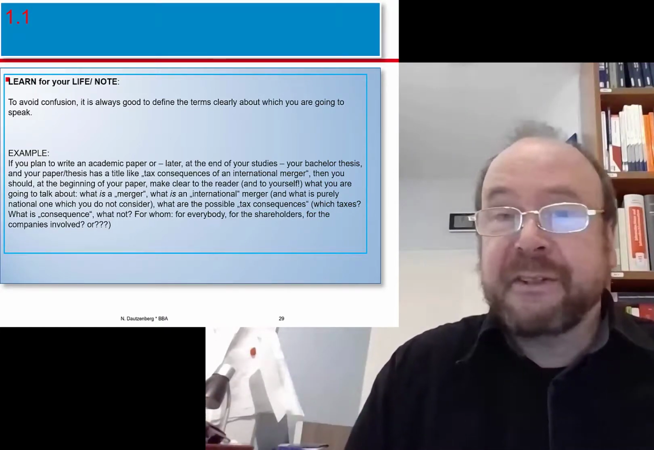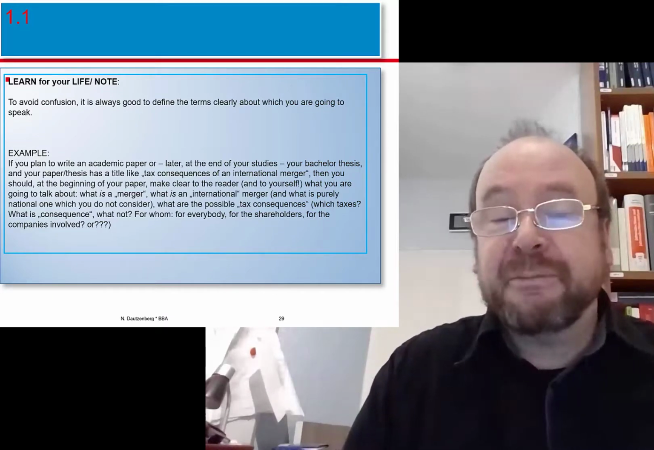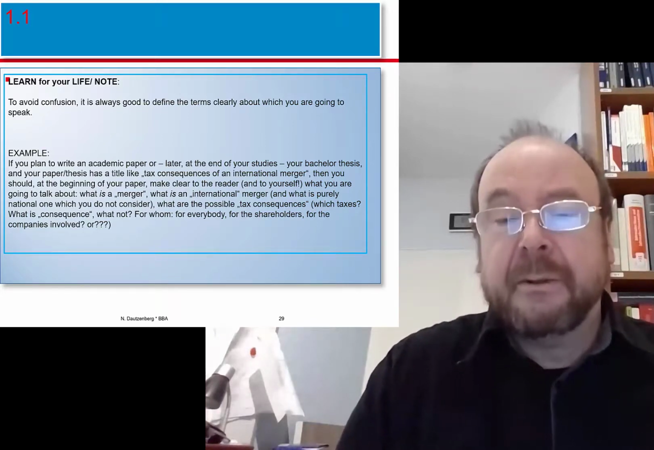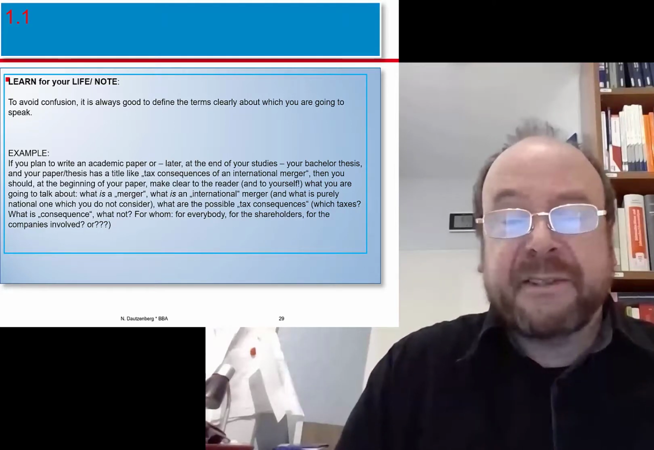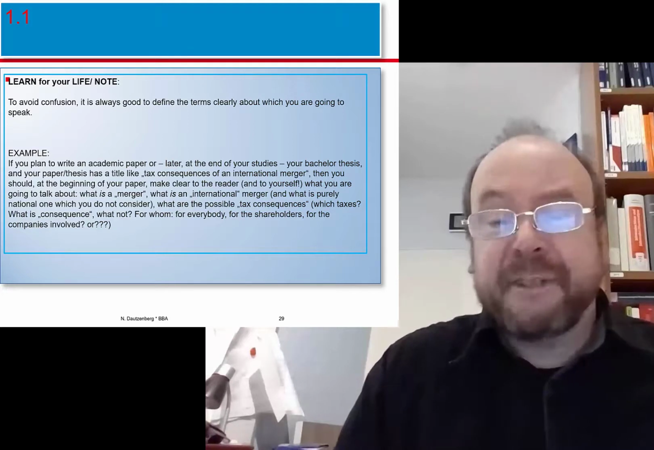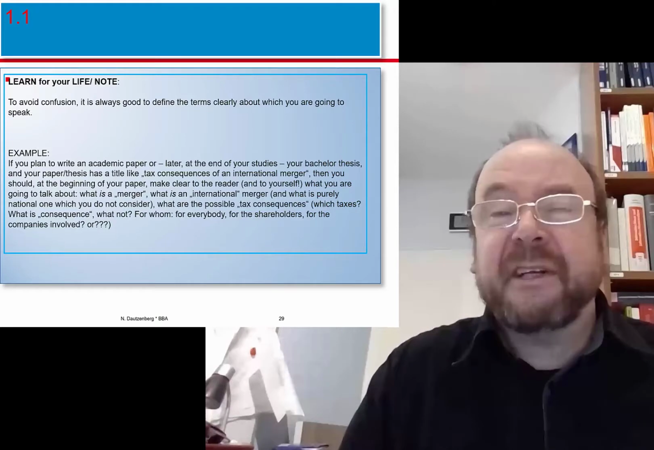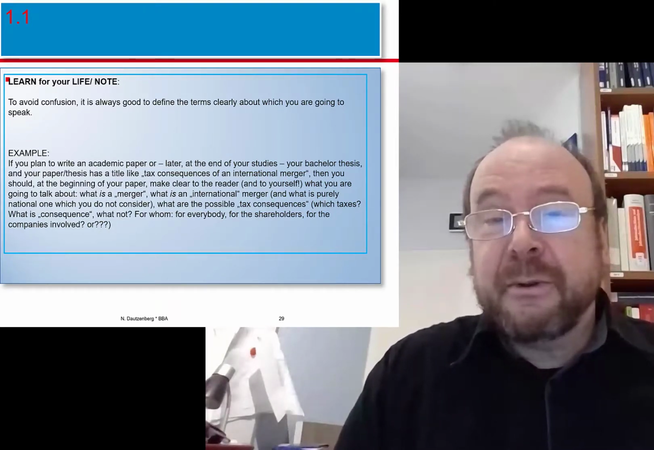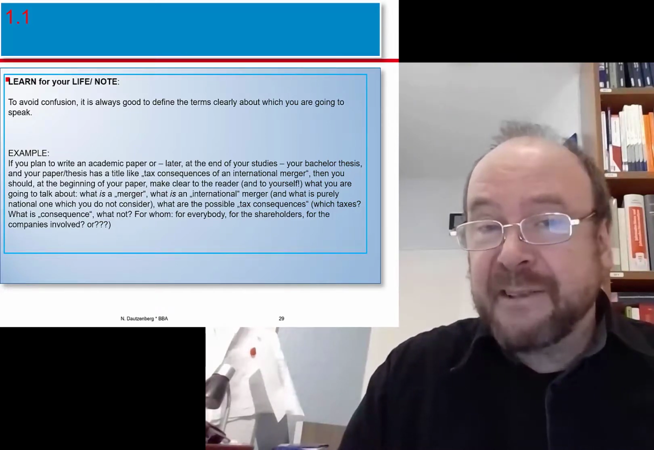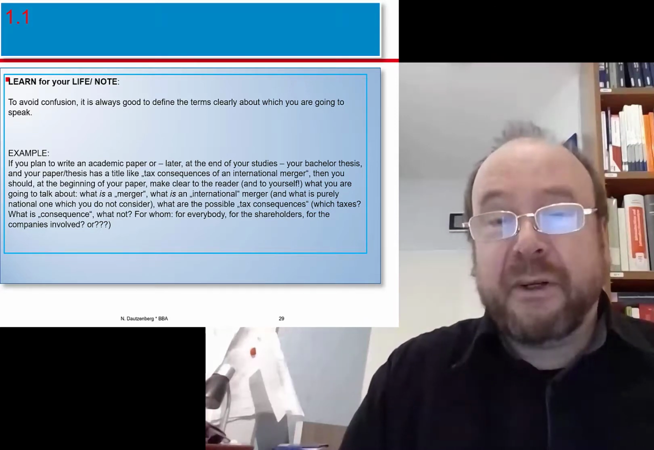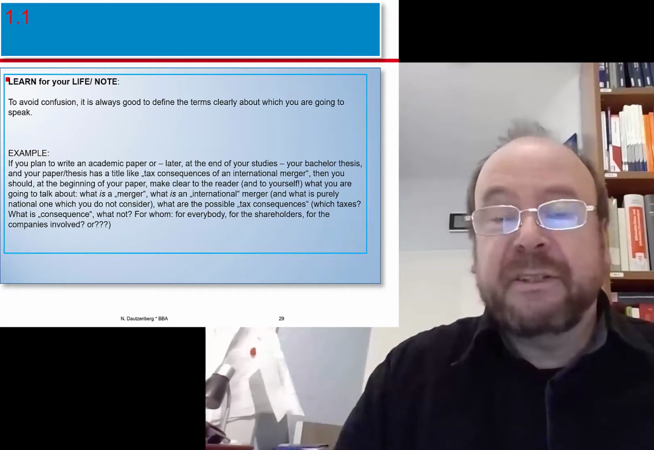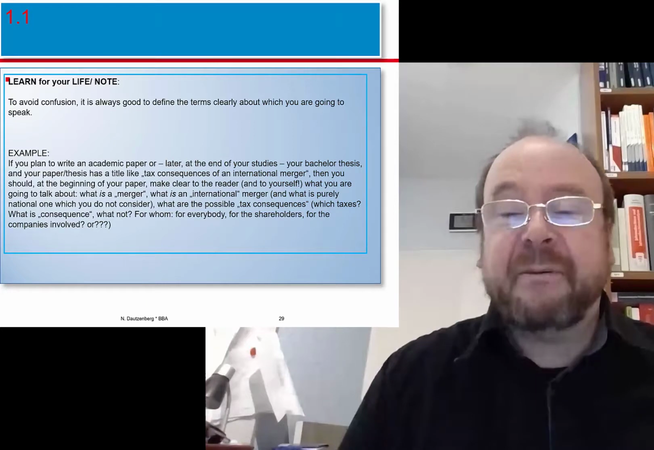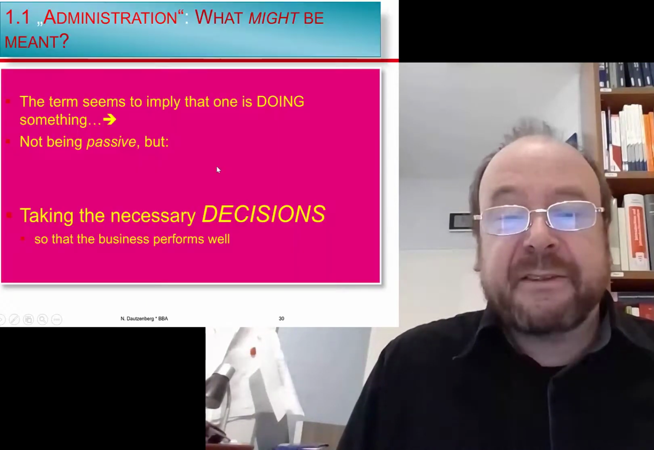Just to sum that up, to avoid confusion, it's always good to define terms clearly about which you are going to speak. Sometimes boring, but very, very promising. So if, for example, you want to write an academic paper later in the course of your studies, or at the end your bachelor thesis, and your paper then has a title like Tax Consequences of an International Merger, the first thing you should do in the introduction is think about what do you regard as tax consequences? What taxes are you going to speak about? Which things do you define as international? So what makes a merger an international merger? And by the way, what do you regard as merger? All these things should be defined, and that will start your ideas already. There are then many things where you come across and which probably you then want to write about. So starting with defining things is a good idea.